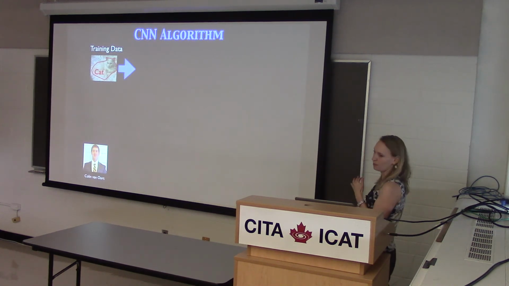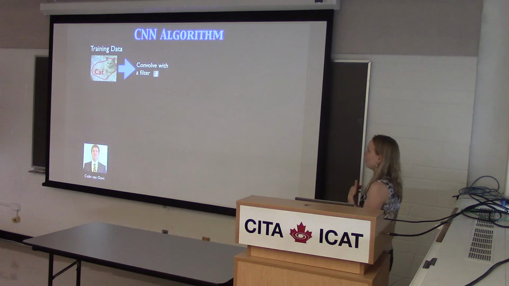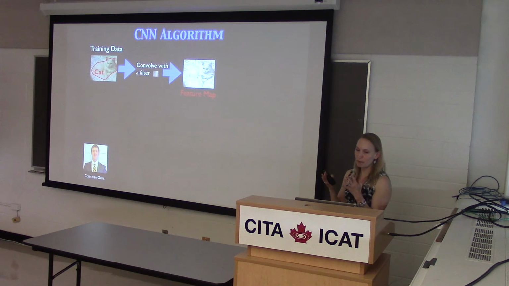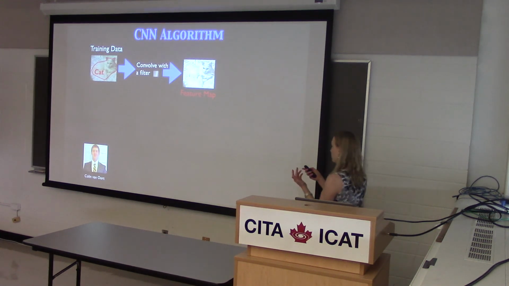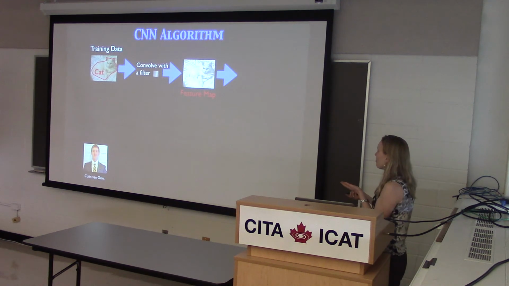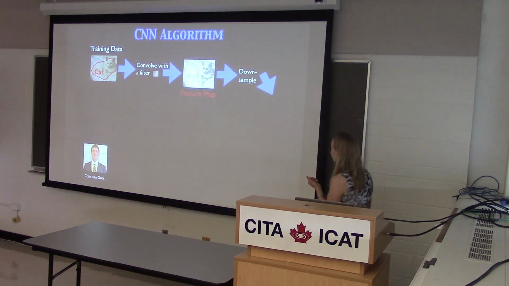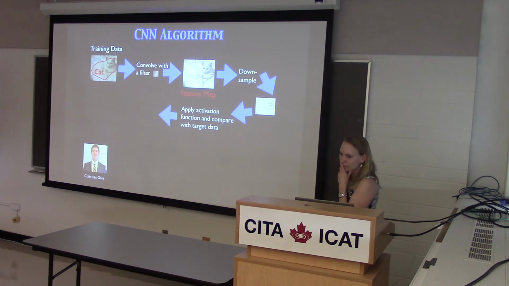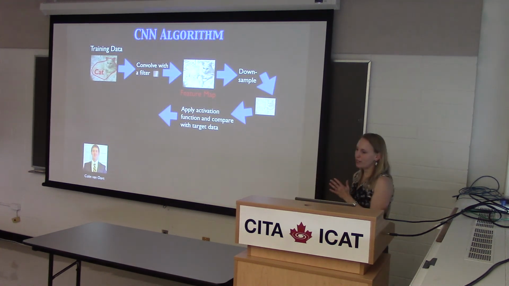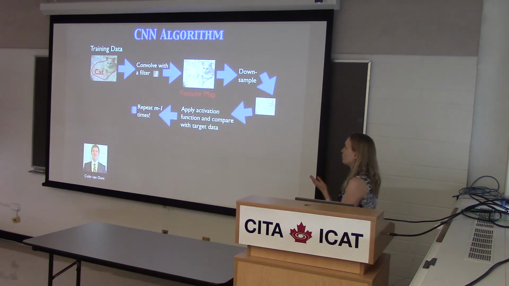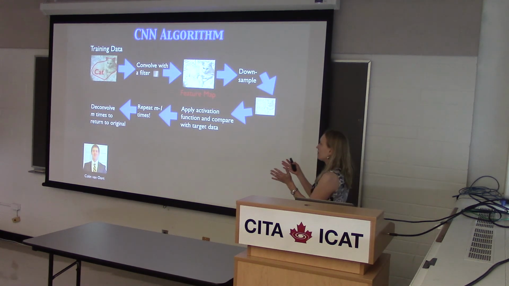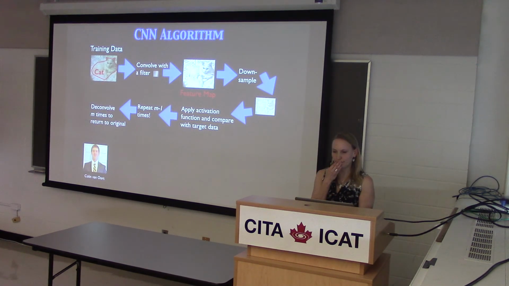So the algorithm takes this input data, picks a filter, convolves it with that filter, and gets a new image. We'll call it a feature map, which enhances some of the aspects of the original image. Then it downsamples it to a factor of 2 lower resolution. Then it applies an activation function, again to bring out features, and then recompares it with the target data. It then goes through this process m-1 times until it comes up with a set of filters, and then finally at the end it deconvolves back to the original image.